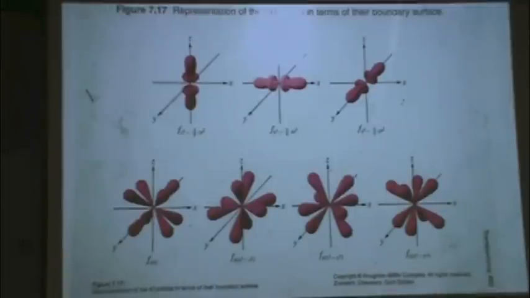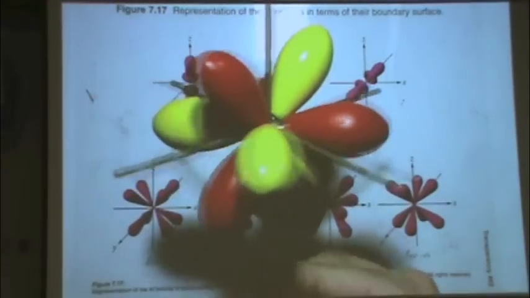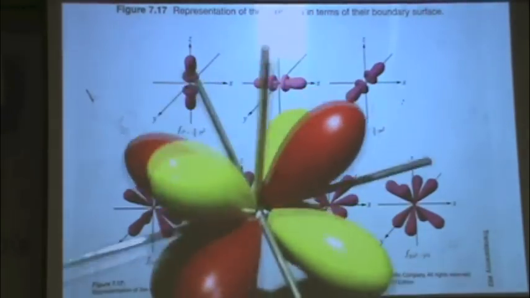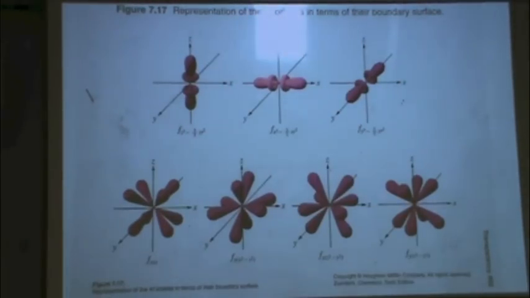I've got one of them here. Which one did I bring? I brought the fxy squared minus z squared. Looks like this. It's just crazy looking. So we're not going to really deal with this one, or any of the f orbitals too much, but just so you can see what they look like for completeness.